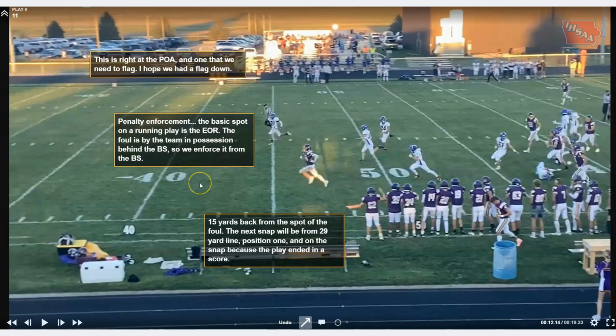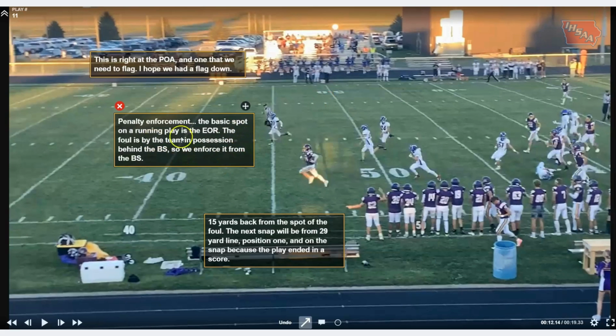Penalty enforcement, let's talk about that. We have a running play that ended up beyond the previous spot. Therefore, our basic spot is going to be the end of the run. The foul's by the team in possession behind the basic spot. So we're going to enforce it from the spot of the foul.